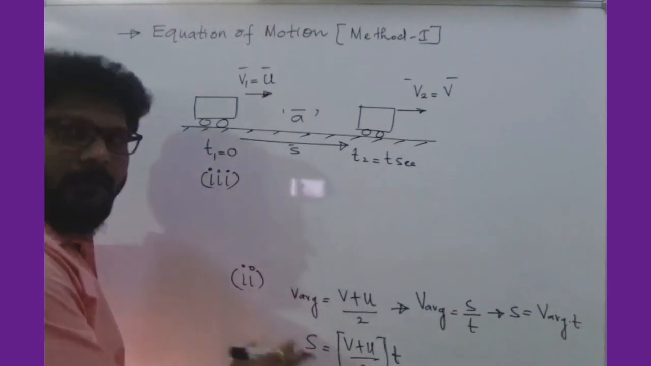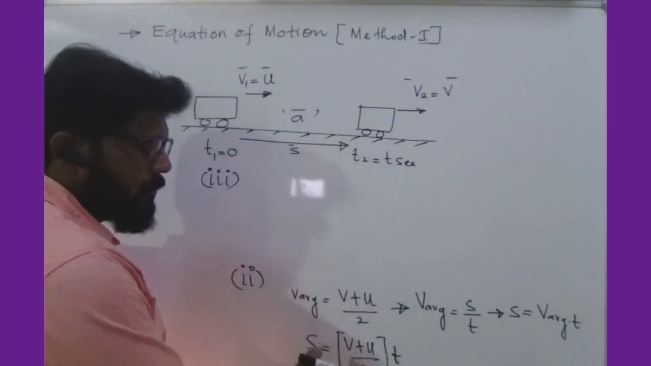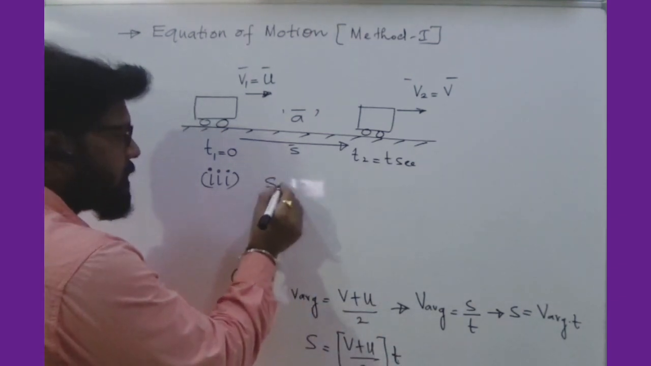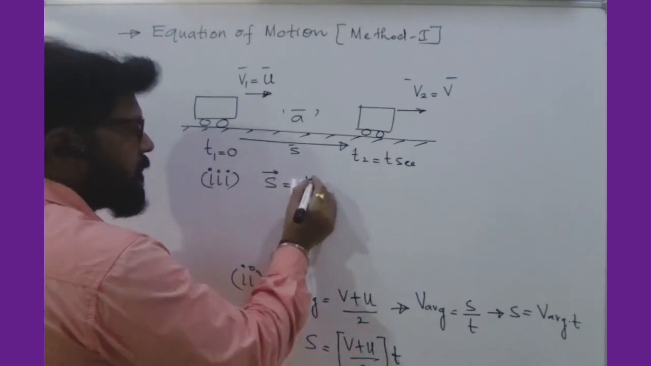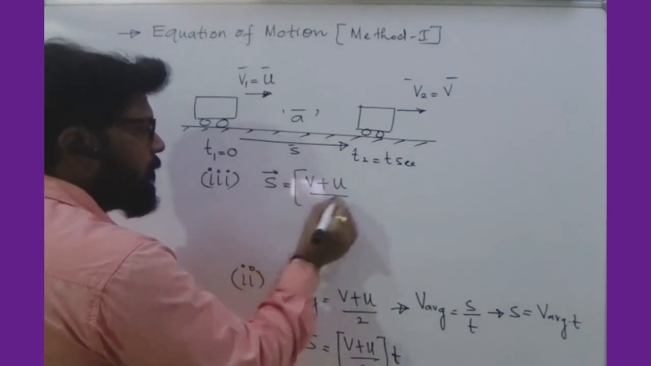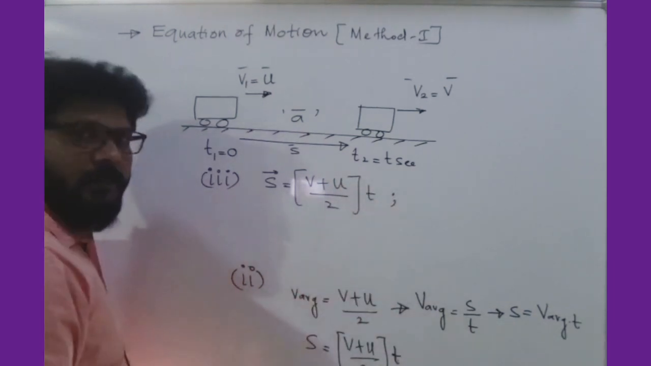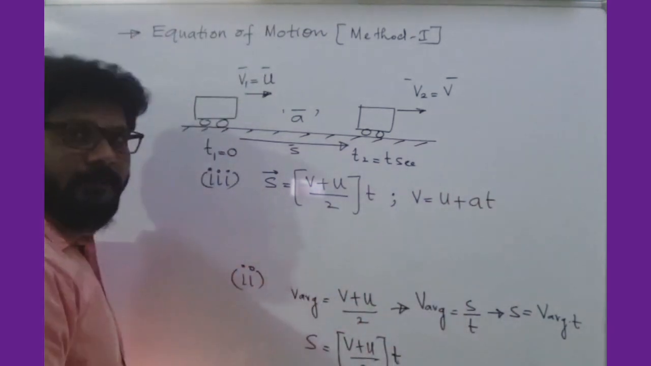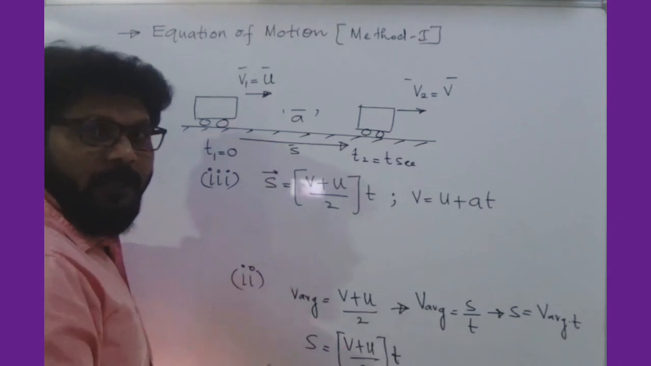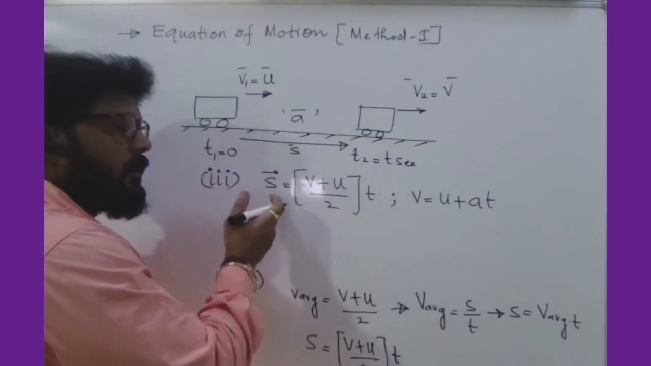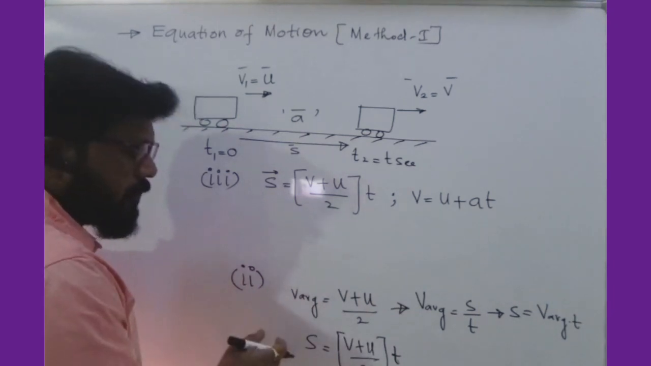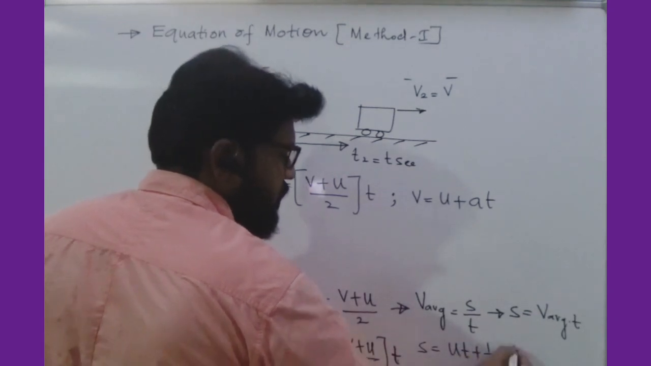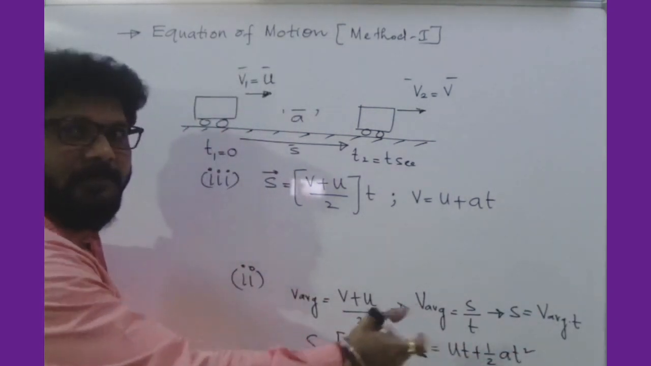See here, in the third kinematic equation, s is equal to v plus u by 2 into the time interval t seconds. The same thing: s is the displacement after t seconds, v plus u by 2 into time t seconds. But we know that v is equal to u plus at. Already we got displacement s is equal to ut plus half at square, which represents displacement in t seconds.